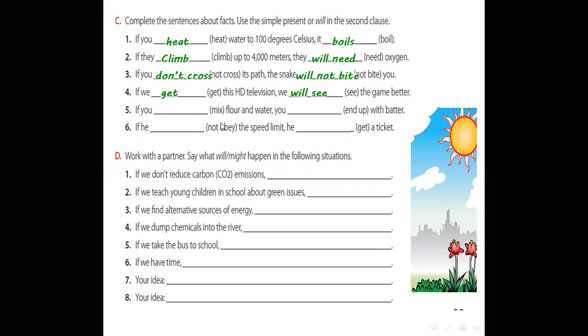Number 5, if we mix flour and water, you end up with batter. Mix and end up: simple present and simple present. Number 6, if he doesn't obey the speed limit, he will get a ticket. Simple present doesn't obey and future simple.